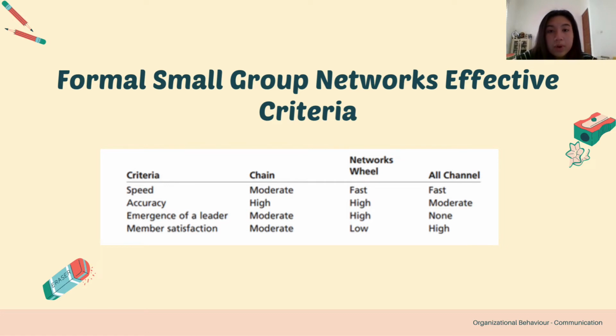So these are the effectiveness criteria for formal small group networks, and as you can see, the chain model has moderate speed, emergence of leader, and member satisfaction, but it has high accuracy. The wheel model has fast speed, high accuracy, and emergence of leader, but low member satisfaction. And the all channel model has fast speed, moderate accuracy, and no emergence of leader, because all members are actively contributing and none of them takes the leadership role, and it has high member satisfaction.